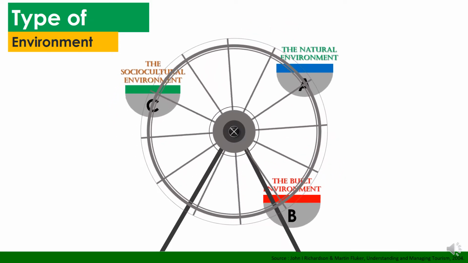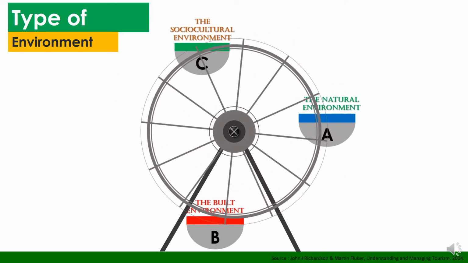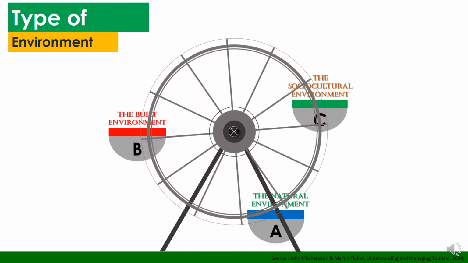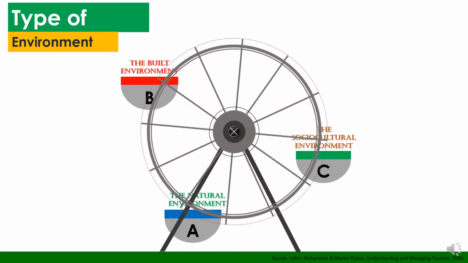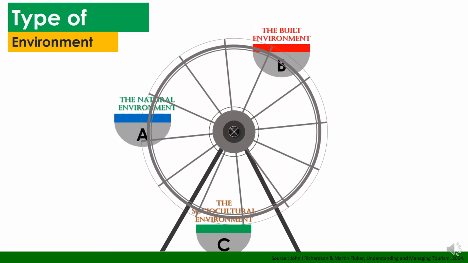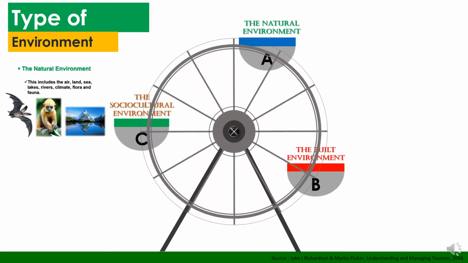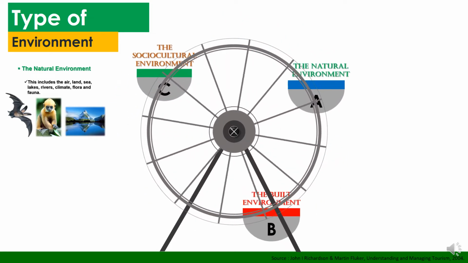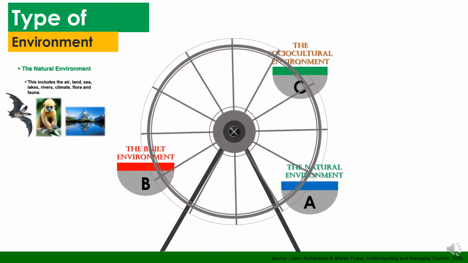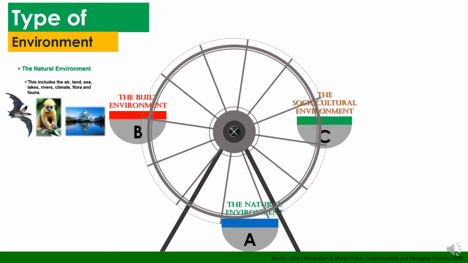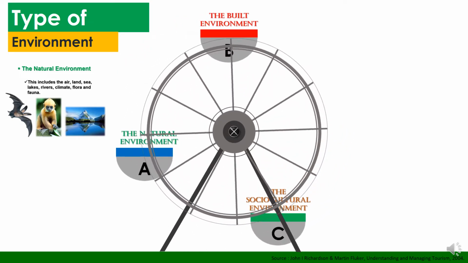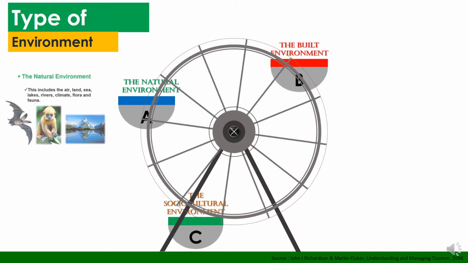Okay, now we move to type of environment. As you can see, there are three types of environment, which is the natural environment, the built environment, and the social cultural environment. Okay, let's see one by one. The first one is natural environment. This includes the air, land, sea, lakes, river, climate, flora and fauna. So the picture shows what is natural environment.